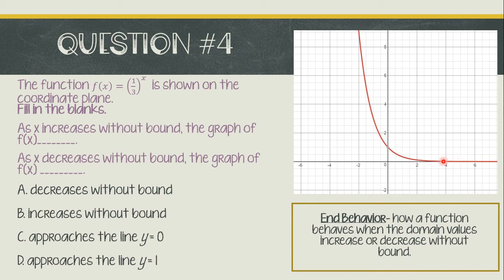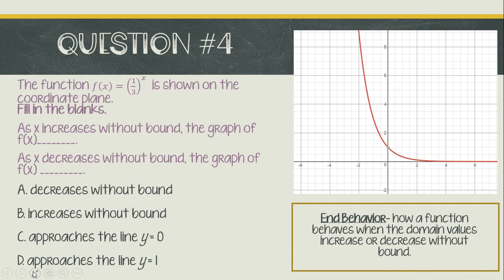There's 2 blanks here. The first one says as x increases, so here are my x values, they're increasing. I want to know what's happening to the graph f of x. So what's happening to this red line? If I look here, this red line, my graph, my function, it's getting closer and closer to the x-axis, which is the same as the line y equals 0. So as my x values are increasing, they're getting bigger and bigger, my actual function, the graph in red here, it's getting closer and closer to the line y equals 0.